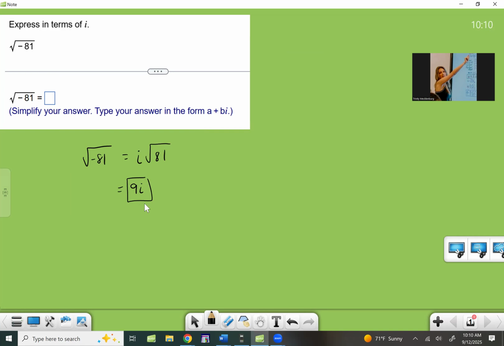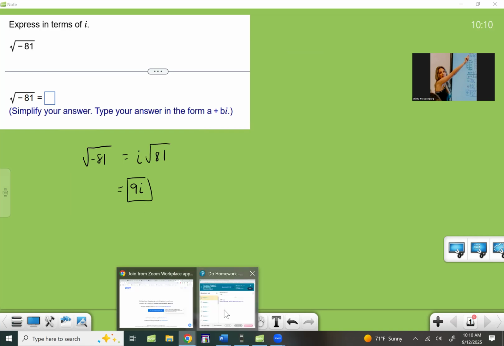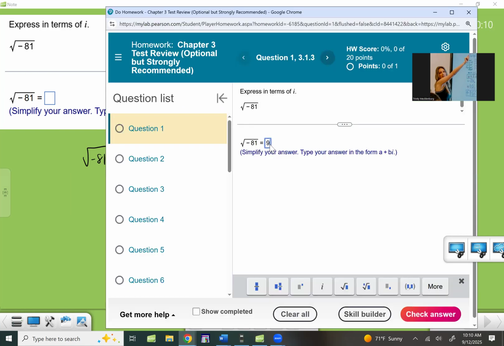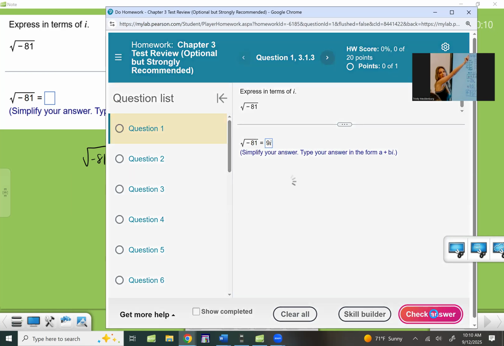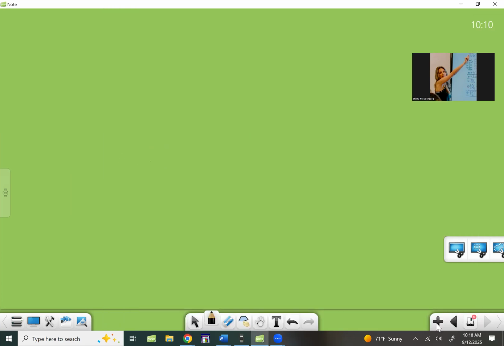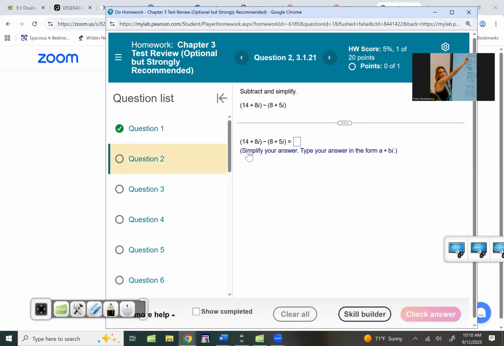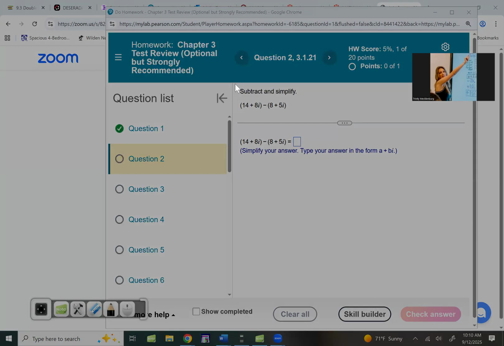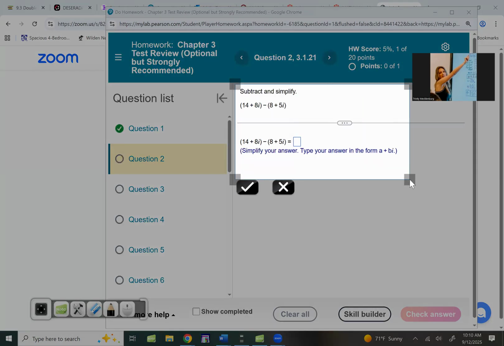All right, so let's go put this in. See what my math lab says. Great. Okay, so not too bad. Just move that negative, get rid of that negative sign and put an i out front. All right, let's take a look at number 2.